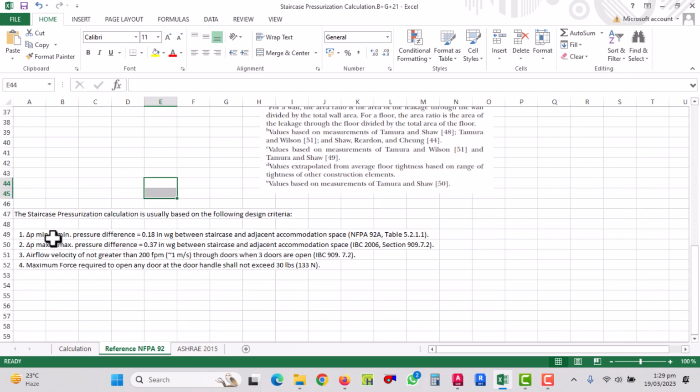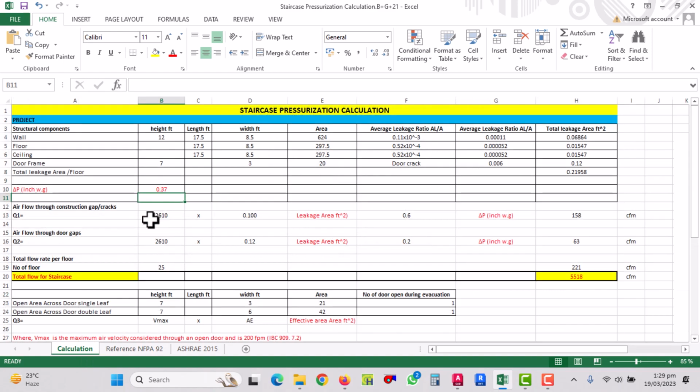Here you can see the minimum pressure difference across the staircase and the adjacent accommodation space according to NFPA 92 Table 5.2.1.1, which is 0.8. This is the minimum, and 0.37 is the maximum according to the IBC 2006 section 909.7.2. So I took the maximum and added it here.